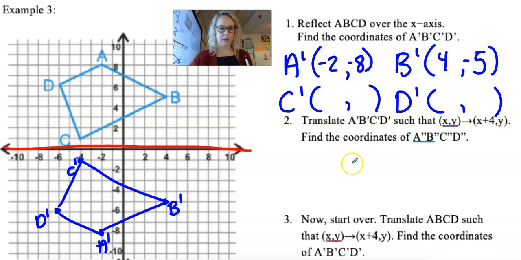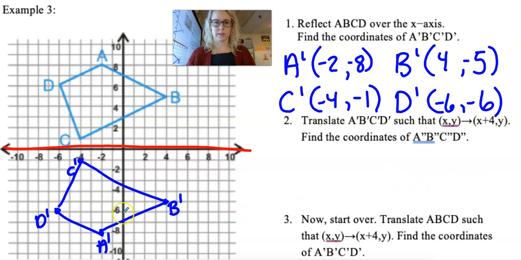C prime is at (-4, -1). And then D prime is at (-6, -6). Okay? All right, so far so good. Number 2 says translate A prime, B prime, C prime, D prime.